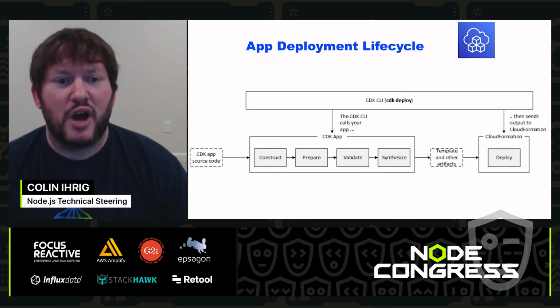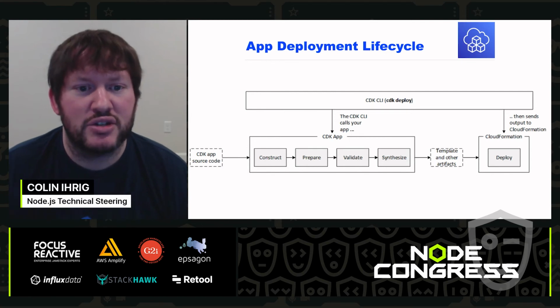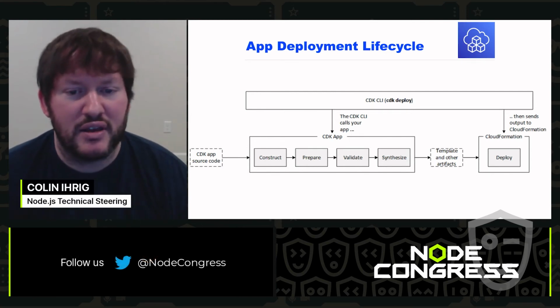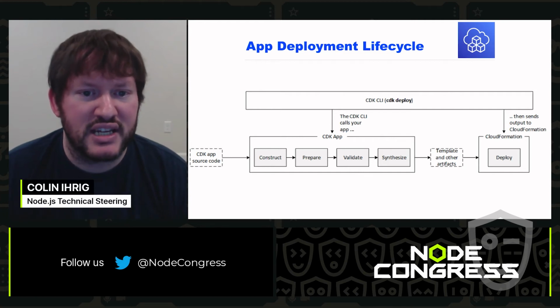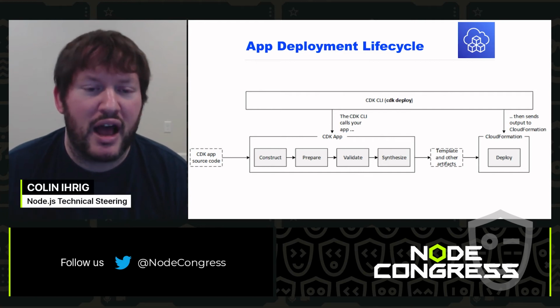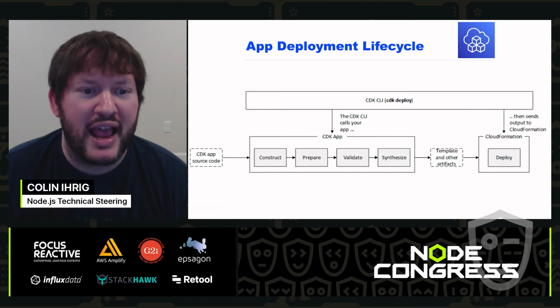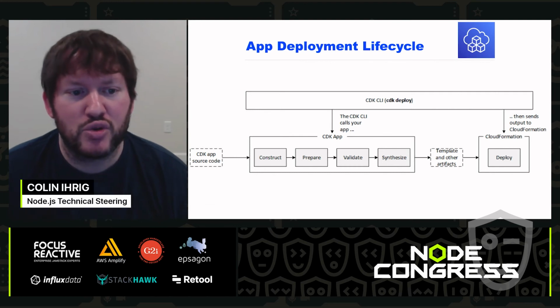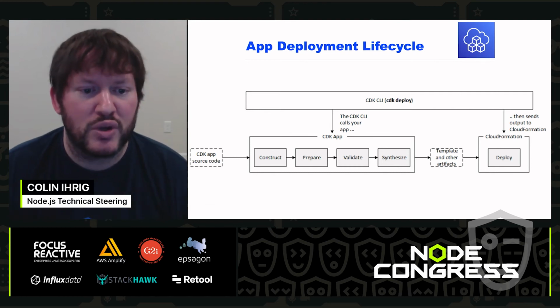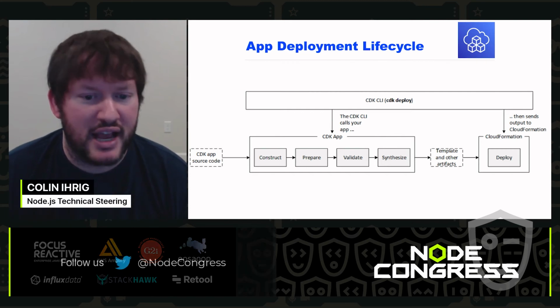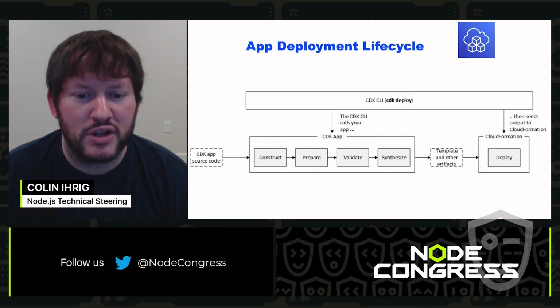So next, I wanted to talk about how these applications are synthesized and deployed. You can see we have the overall workflow here. You'll see CDK CLI at the top. CDK deploy is one of the CLI commands. I'll talk about what some of the other ones are later. What it does is it reads in your application source code. It goes through what's called the construct phase, where user code is run and all of the constructor chain is executed. So it's basically building the construct tree.